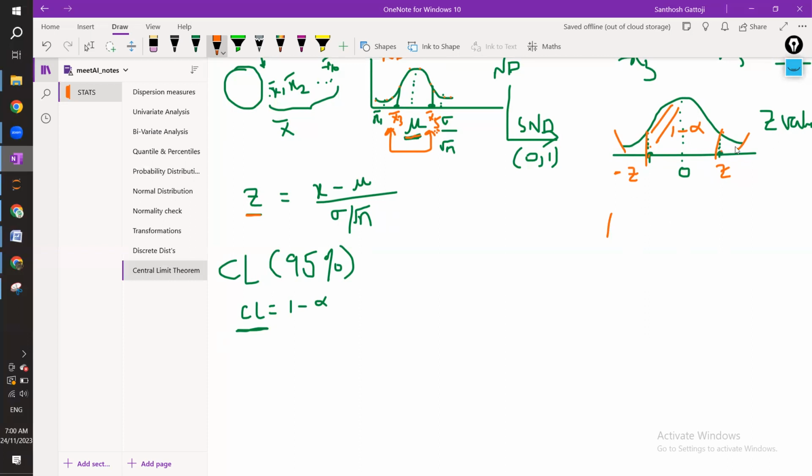So this and this will be alpha. So this side will be alpha by 2, and this side will be alpha by 2. Agree? So alpha by 2 plus alpha by 2 will become alpha, and if you add 1 minus alpha plus alpha, it is 1. So overall area is equal to 1. Is it clear? So this will be 1 minus alpha and the remaining part will be alpha, each side getting alpha by 2. So this particular part, whatever you want to calculate, will be z at alpha by 2. And this is z alpha by 2, but this is minus z alpha by 2.